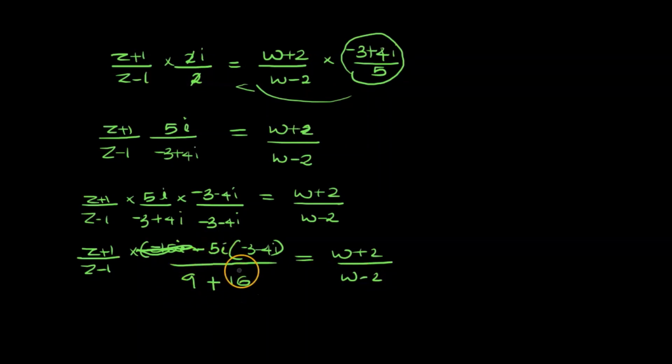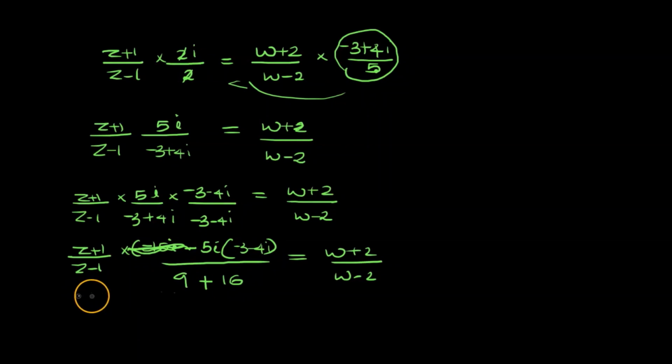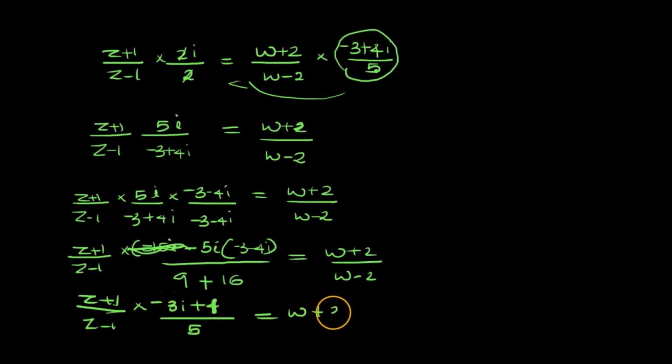We can cancel 5 with the 25. (z plus 1) divided by (z minus 1) into, 5 cancel, here this is 25, 5 cancel. That is minus 3i minus 4i into i, that is plus 4, i square is minus 1, divided by 5, which is equal to (w plus 2) divided by (w minus 2).